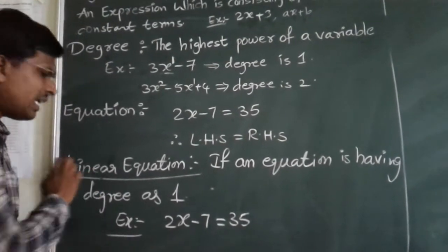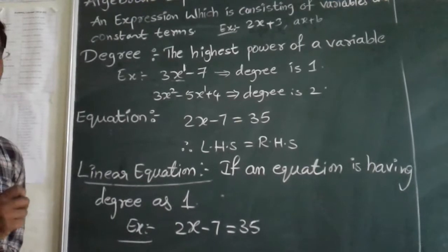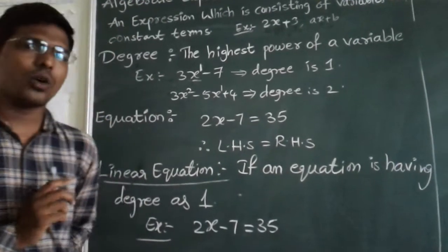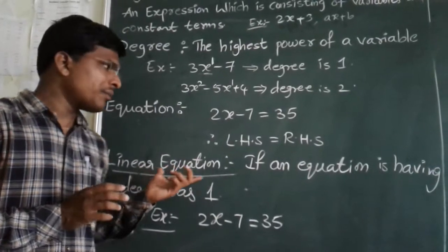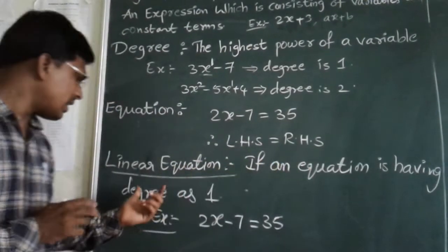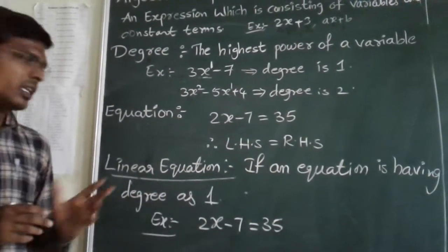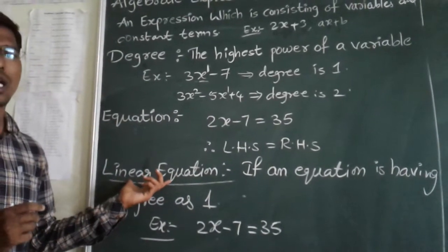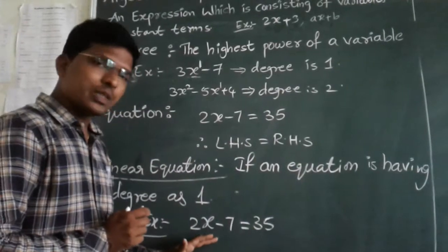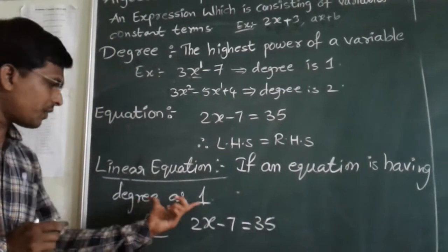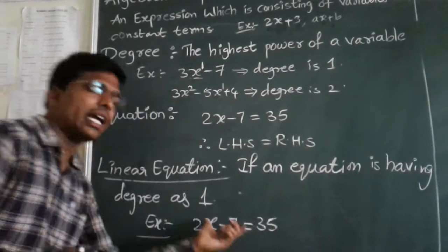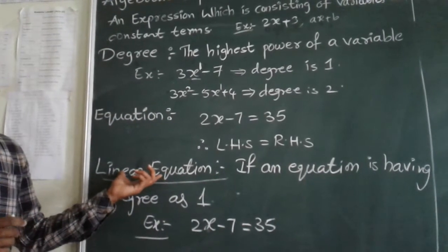Then what is meant by linear? Any algebraic expression which consists of degree 1, we can say the given equation is a linear equation. If an equation has degree 1, then we can say the given expression or equation is a linear equation.